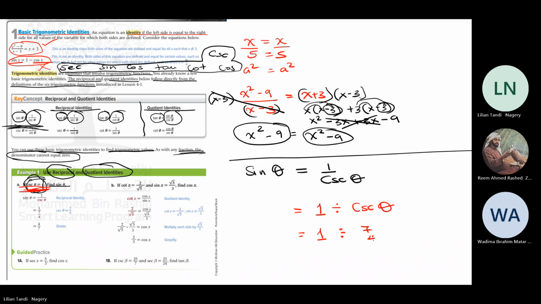Sir, what do we do when we do taksim with fraction? Keep, change, flip. We learned this in grade 3 and 4 and whatever. So this will be 1 darb 4 over 7. This will give me 4 over 7. I don't need to use my calculator. I remember my kanuns from grade 3 to now.